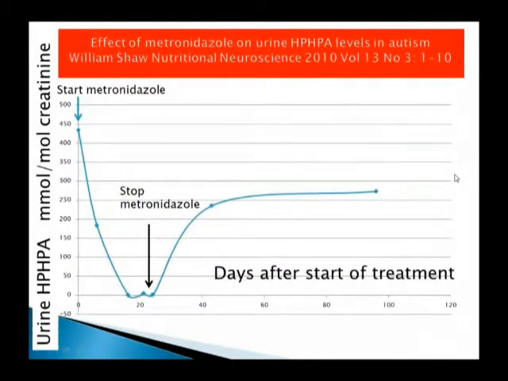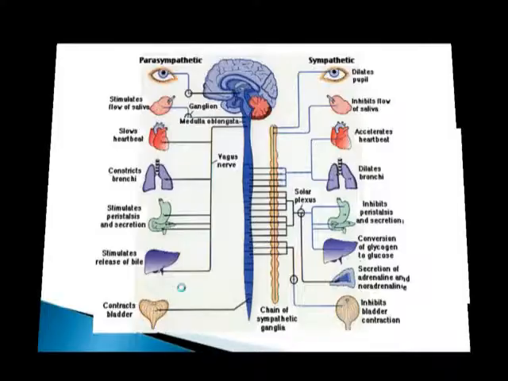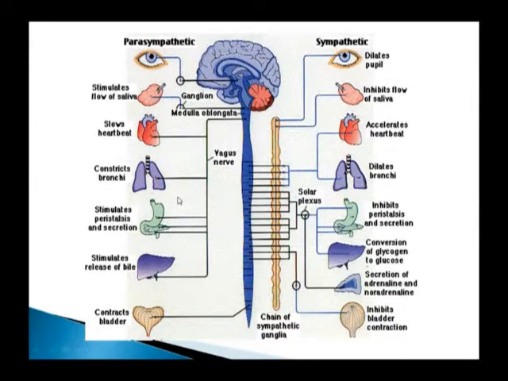As you would expect, if we use something that killed the Clostridia, you would also expect the HPHPA levels to drop. And this is what this particular article was showing. Start a metronidazole, which is called Flagyl, HPHPA levels come down, and then they start to come up again. And this was one of the problems we had early on when we were only using a certain day's amount of metronidazole, and I'll talk about that here shortly.